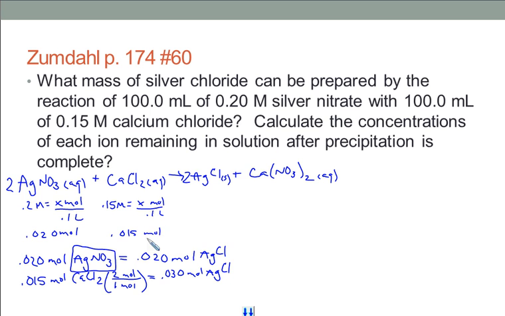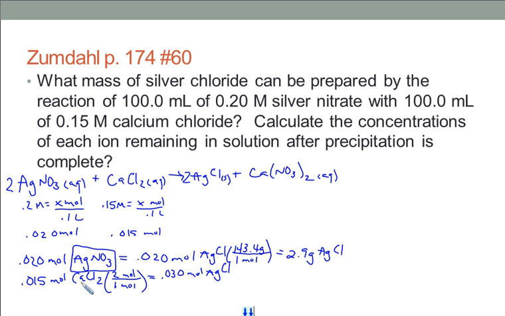I will use this then to figure out how much of my solid precipitate will form. And so I'm going to take my moles of silver chloride and get that to grams of silver chloride. And the molar mass is 143.4 grams. When you calculate, you will find out that you get 2.9 grams of silver chloride solid produced. Okay? Now that is only the amount of solid produced. It's not all of the other ions in solution.